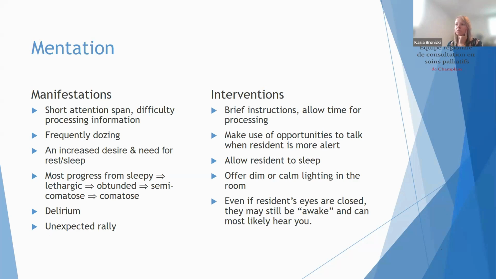Individuals typically will move from a sleepy to lethargic to obtunded to semi-comatose, and then closer to the end of life, a comatose state. Delirium can be common at the end of life, and sometimes we can see an unexpected rally happening at the end of life as well.